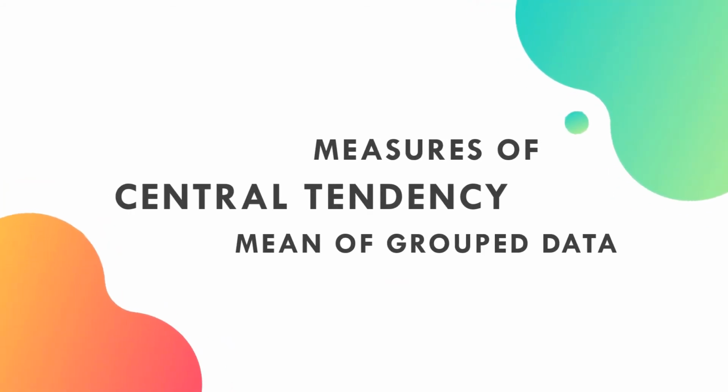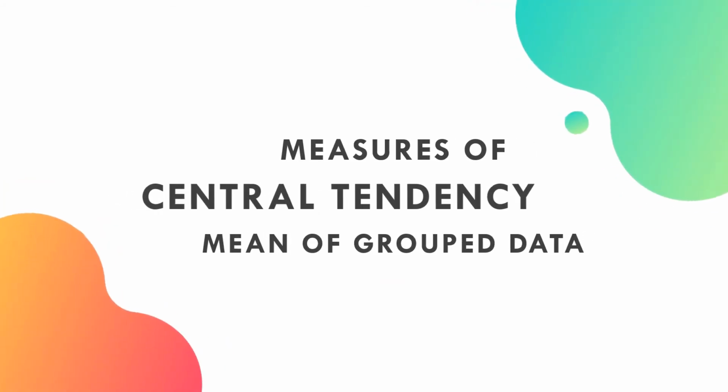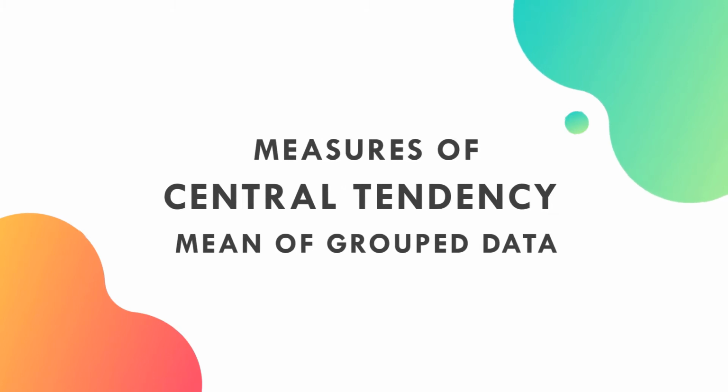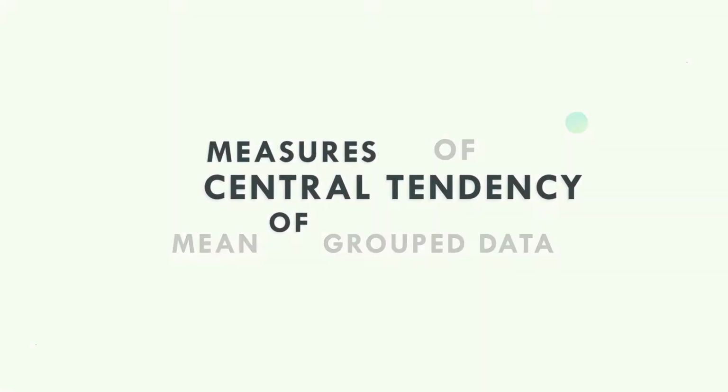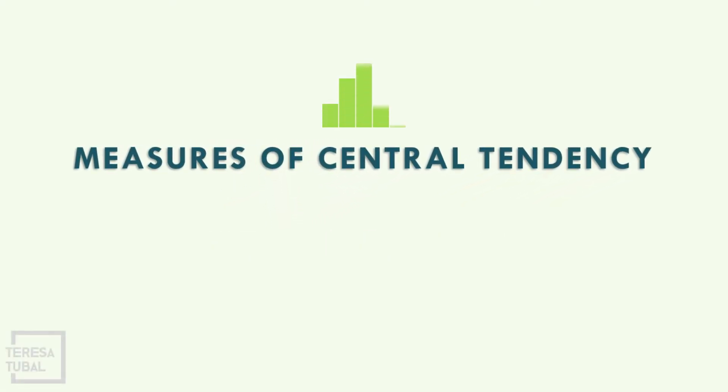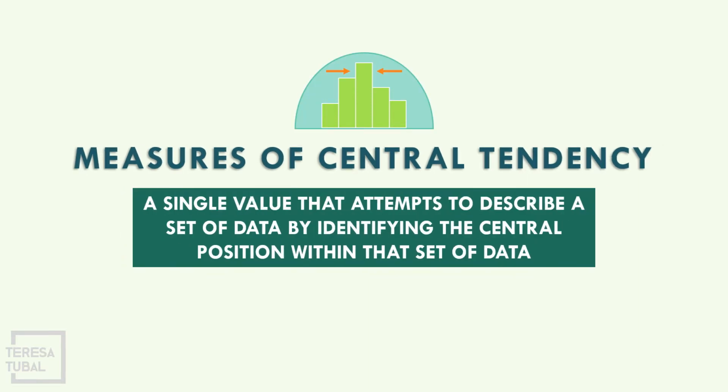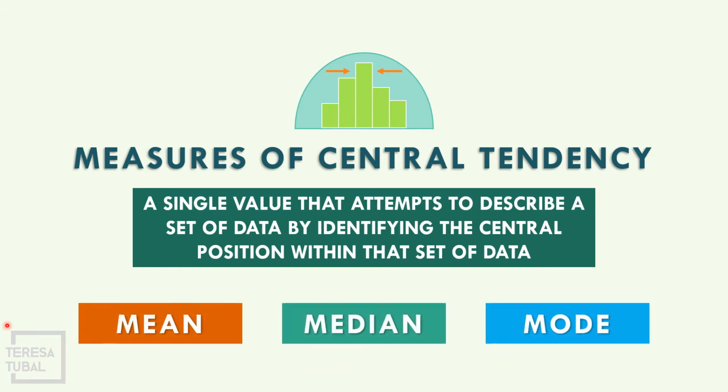Our lesson is about measures of central tendency, mean of group data. What is measures of central tendency? It refers to a single value that attempts to describe a set of data by identifying the central position within that set of data. We will discuss mean, median, and mode of group data. But first, we will discuss mean of group data.